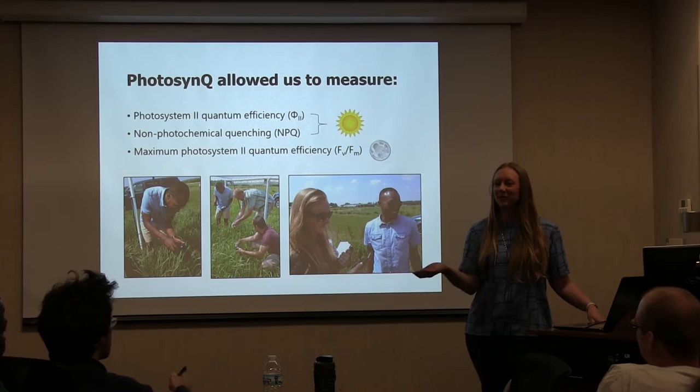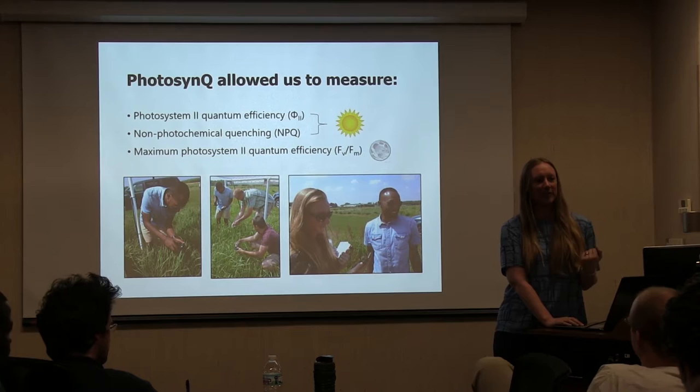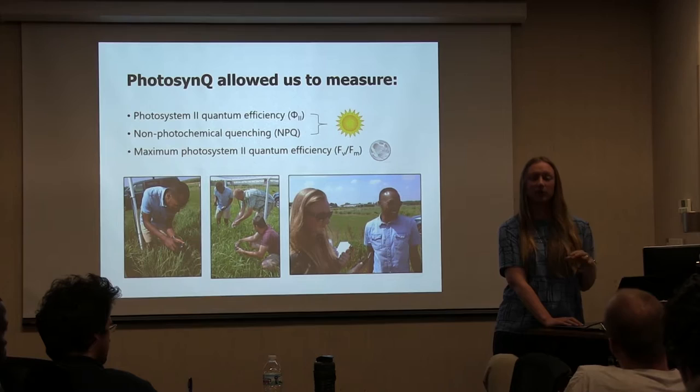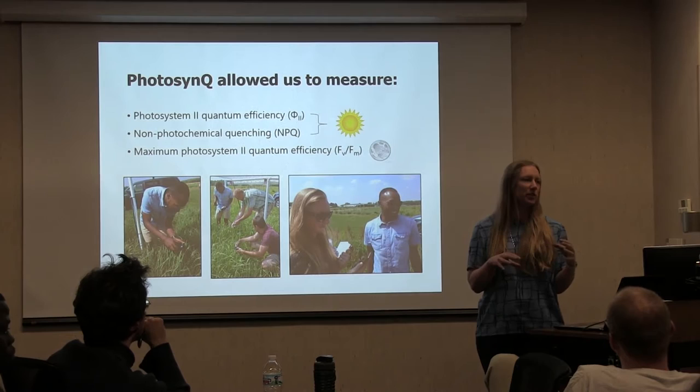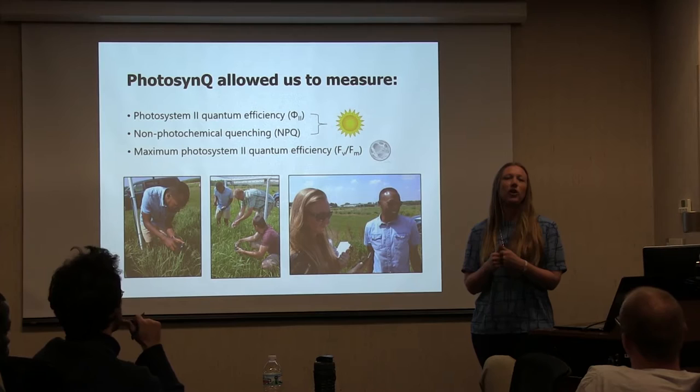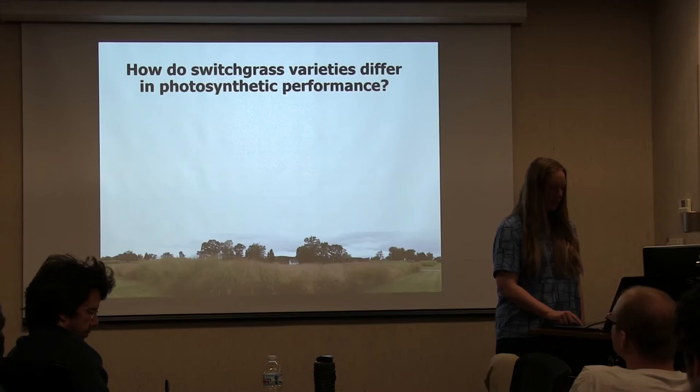And FvFm is a really great way of looking at stress, because if a plant gets damaged during the day because there's so much light and it's not able to use all of that energy, that damage can accumulate. And most plants are able to repair that overnight, and they rebuild all the proteins and machinery that they need. But if they can't, because let's say they're really drought stressed, you'll start to see lower FvFm at night. So we measured that, and students thought it was really fun.